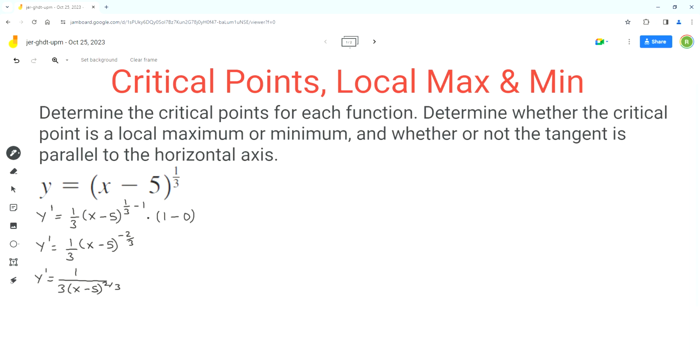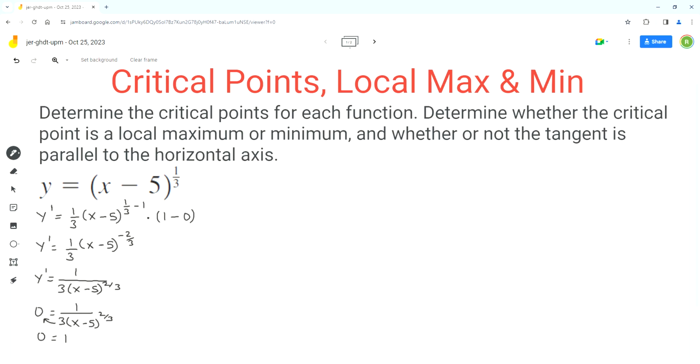Now we have to find the critical points. So for that we have to find the x values at which the y prime is equal to 0 or undefined. Now in this case, there is no x value that will make the y prime equal to 0, because if we sub in y prime as equal to 0, then we'll have to cross multiply the denominator and that will make the x go away. So it will become 0 equals 1.